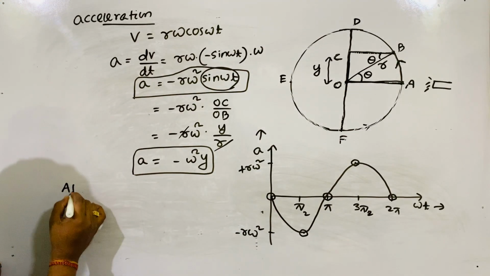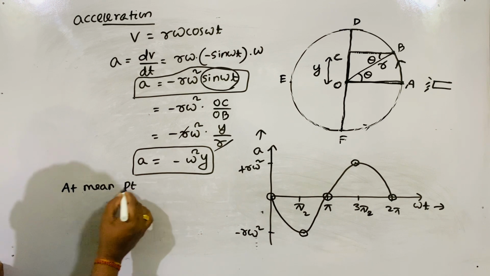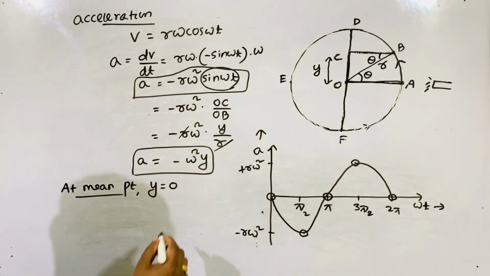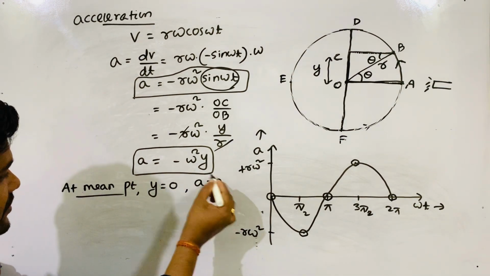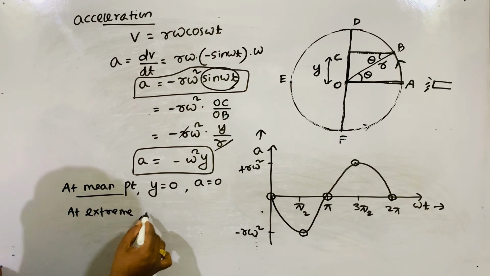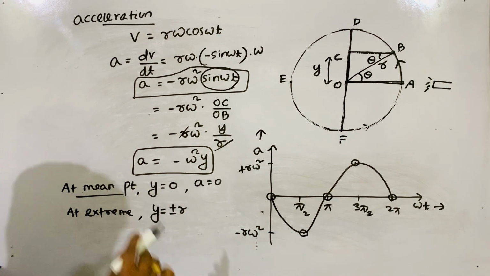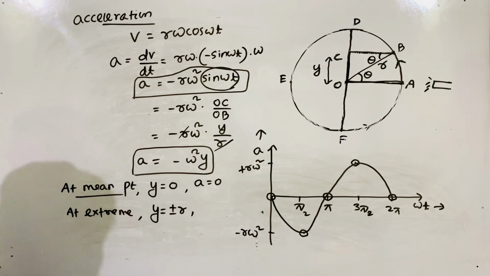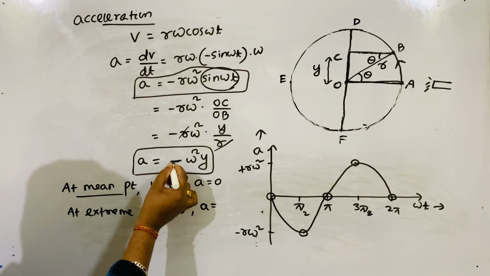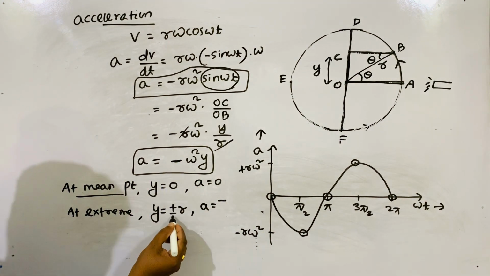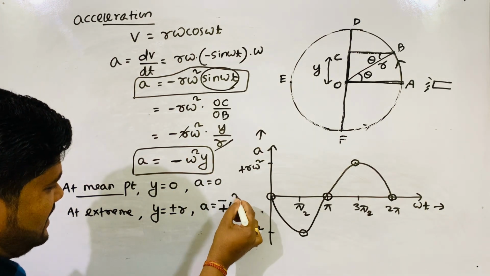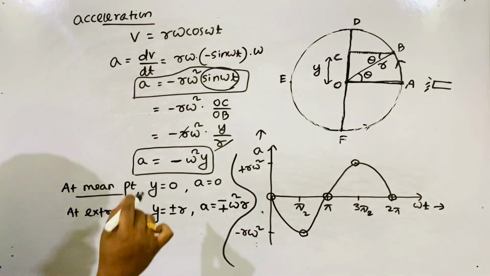At mean position, y is equal to 0. If y is equal to 0, then what about the acceleration? It is 0. At extreme position, y is plus or minus r. If you put plus or minus r here, then acceleration will be what? First plus r: here a minus sign is there, so this will be minus. Then if you put minus r, minus minus becomes plus. So omega square r. Hope you got it.